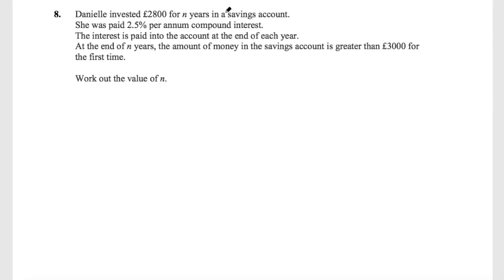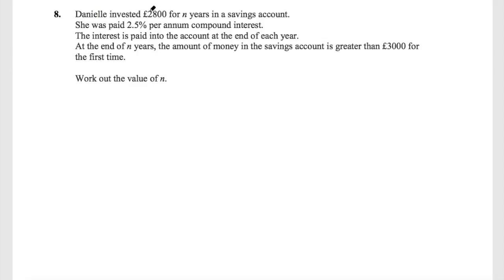Question 8 says Danielle invested £2,800 for n years in a savings account. She was paid 2.5% per annum compound interest. The interest is paid into the account at the end of each year. At the end of n years, the amount of money in the savings account is greater than £3,000 for the first time. Work out the value of n.